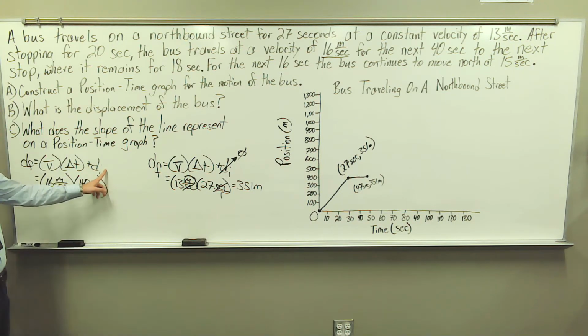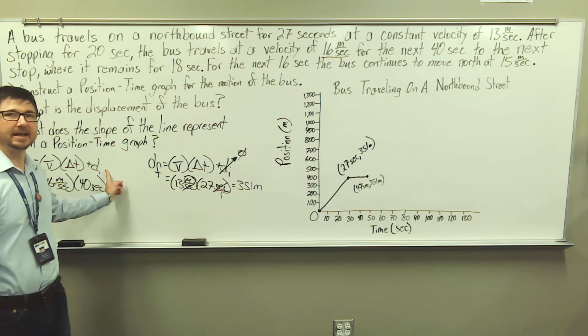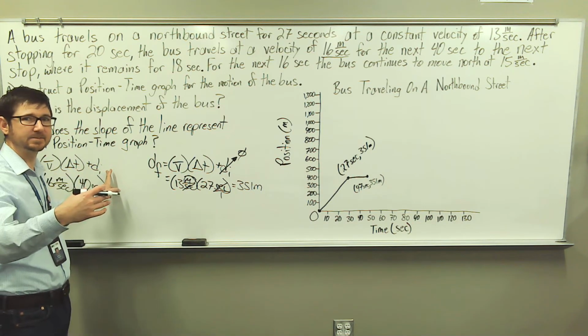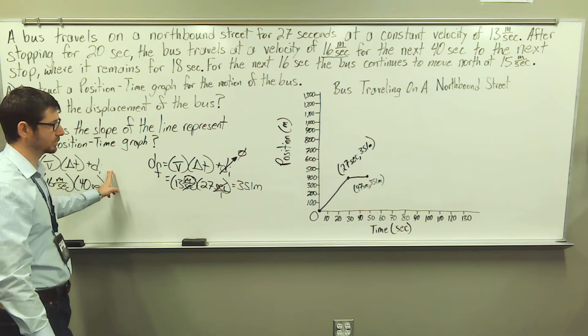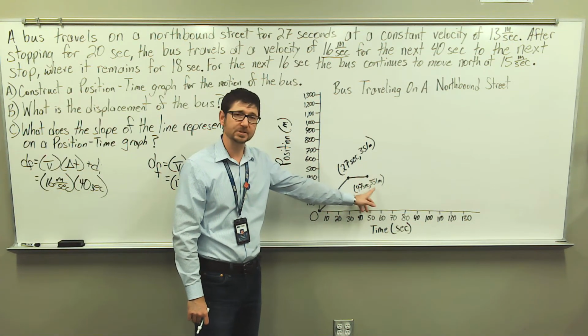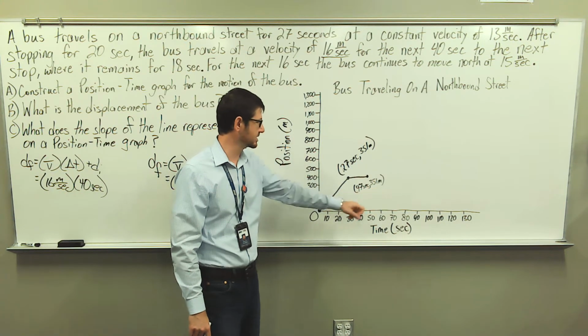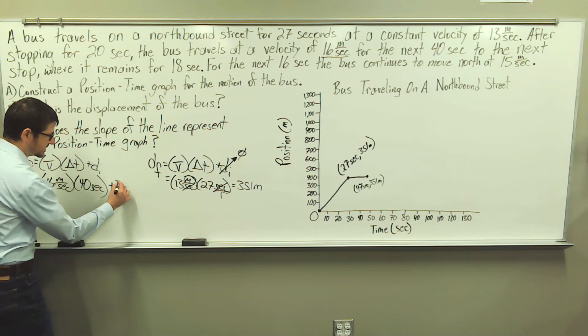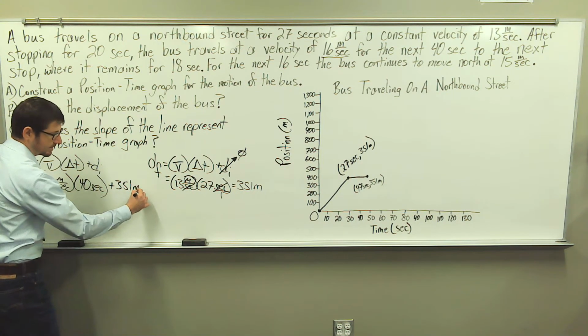And we have this plus d sub i, and this is our initial displacement, so this is the displacement with respect to the origin. So right now we are at a position of 351 meters, and we're north of where we started, so plus 351 meters.